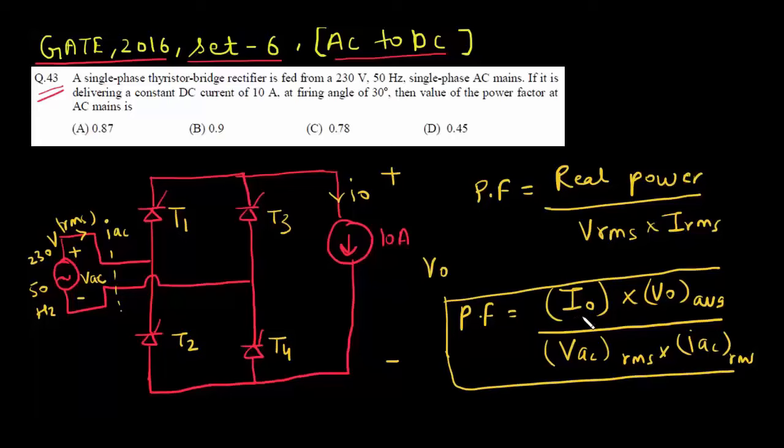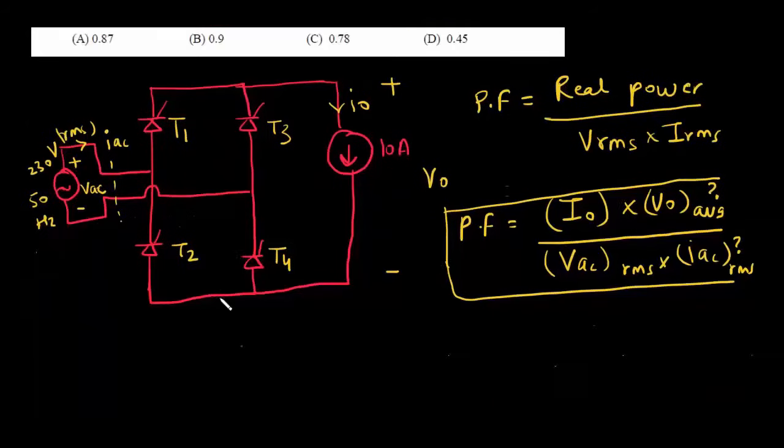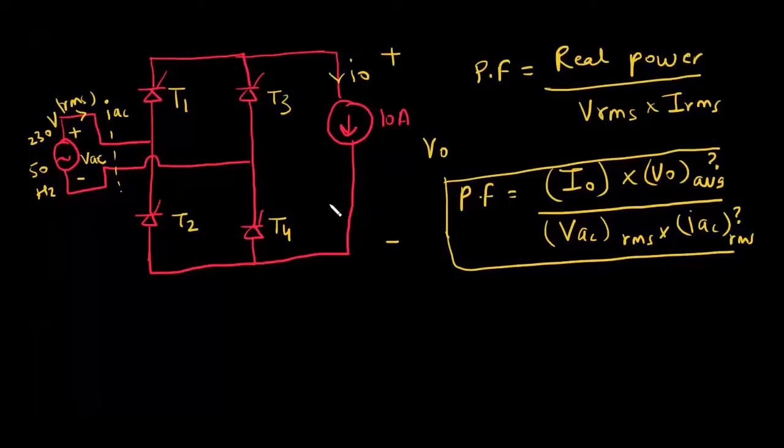So we know I naught. Now V naught average we have to find. We know VAC RMS, and IAC RMS we have to find. So let us take a quick look at the circuit operation of the single phase thyristor bridge. And also note that the firing angle for these thyristors is 30 degree. This is given in the question.